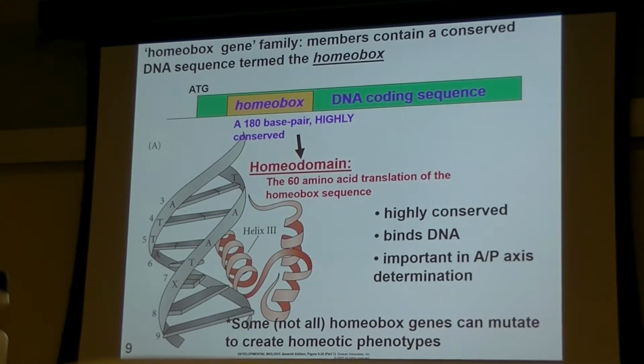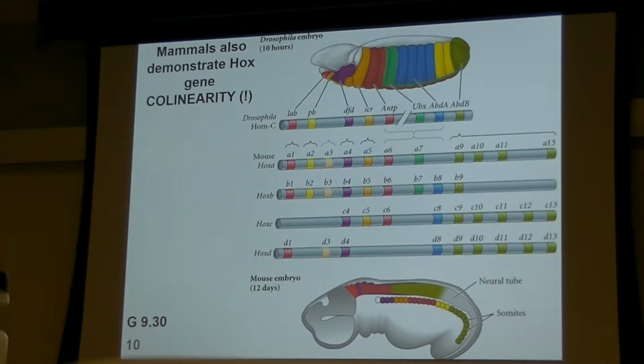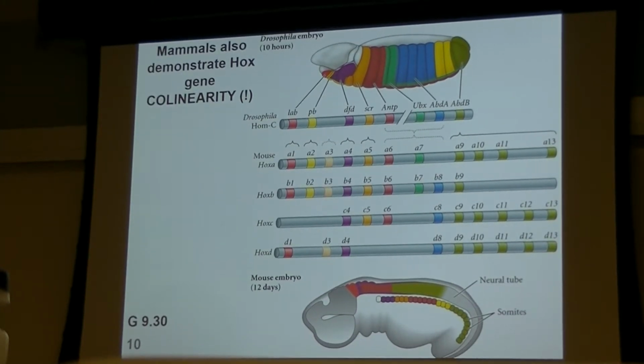Okay, so that we covered. So then, what about in mammals? And it turns out that mammals do have a version of these 8 genes. As a matter of fact, they have 4 sets of them.